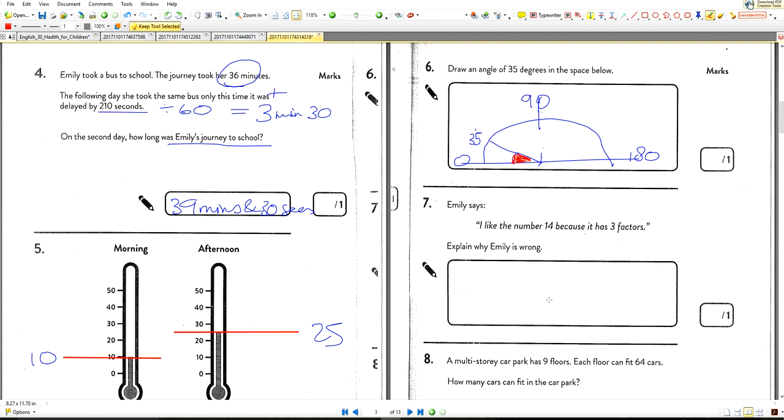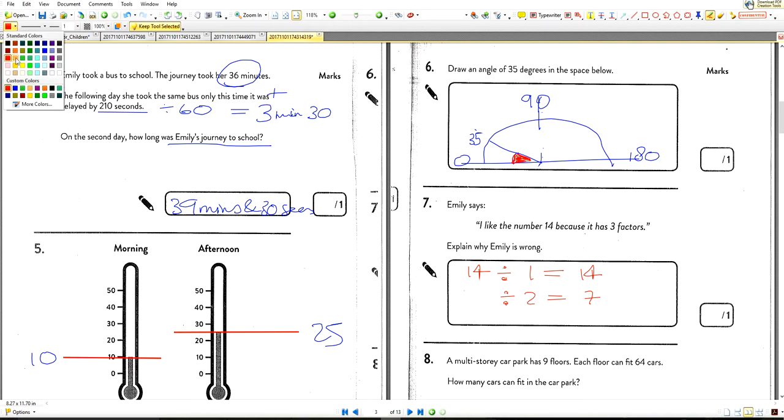Question number 7. Emily says, I like the number 14 because it has 3 factors. So let's have a look. Factors are numbers that divide into a number. So 14, does it divide by 1? Yes, it gives you 14. Does 14 divide by 2? Yes, it gives you 7. And that's all that 14 will divide by.